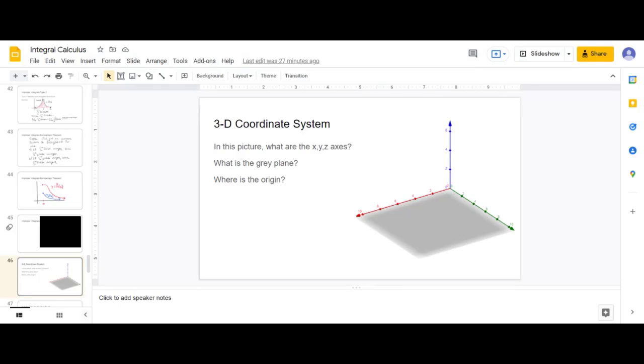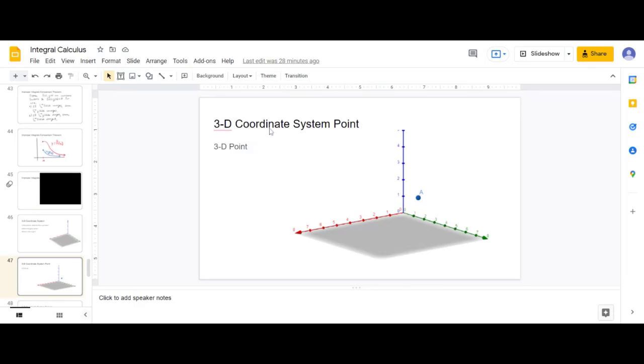Origin is at the center, yeah, where the red, green, and blue all meet. What is the gray plane? Red is x, yeah, very good. Z is blue, x is red, z is blue, y is green. That's perfect. Vertical axis is the z, yes. What is the gray plane? XY plane, that's exactly it.